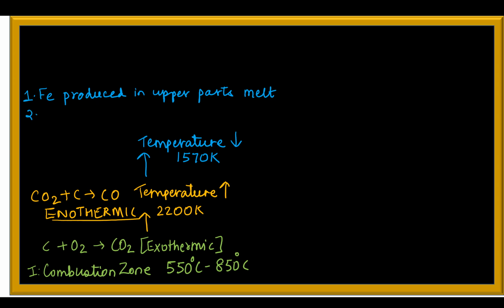And the second thing that is going to happen is, if there is any Fe2O3 that is present in this part of the chamber where the temperature is 1570 Kelvin, any Fe2O3 that is present here is going to get reduced. Into what kind of compounds? It is going to change into iron and carbon monoxide.